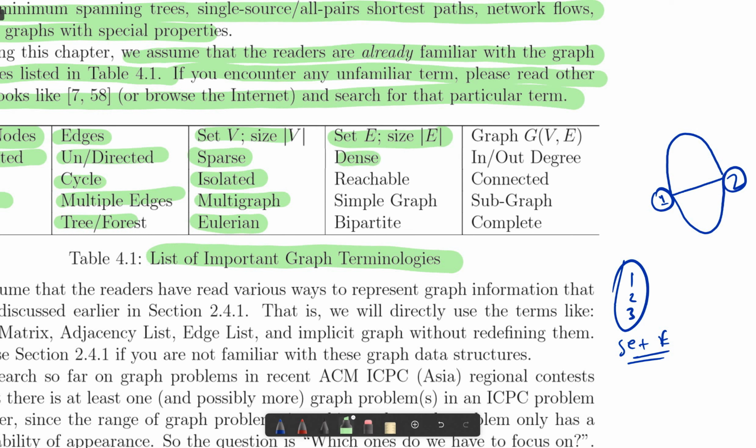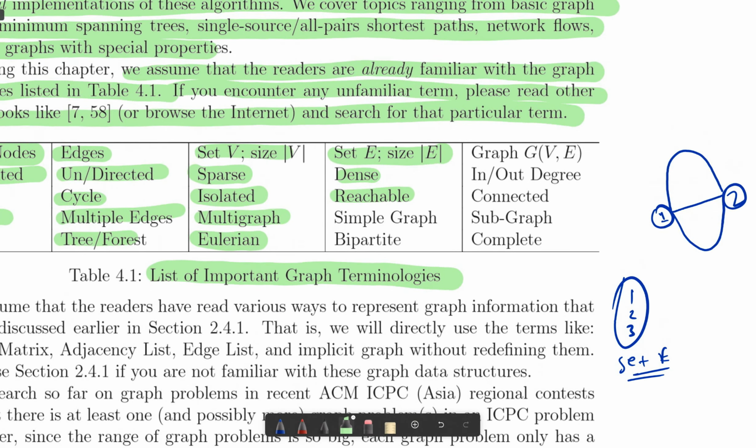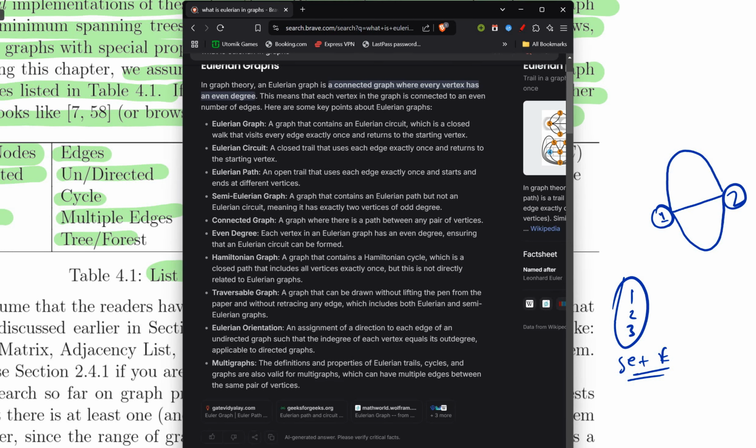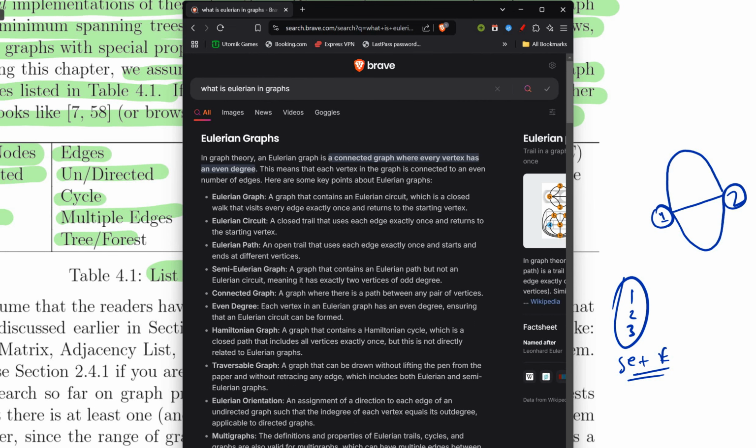Told you about dense graph. Reachable is just like traceable, or I should say connected graph. Simple graph is nothing. Bipartite. Okay, so now bipartite. Okay, wait, let me tell you about simple graphs also. So why or what is exactly a simple graph?